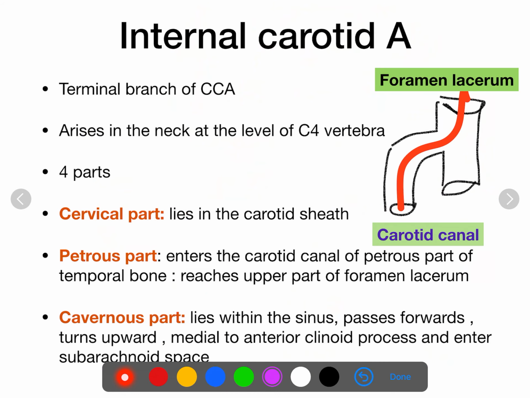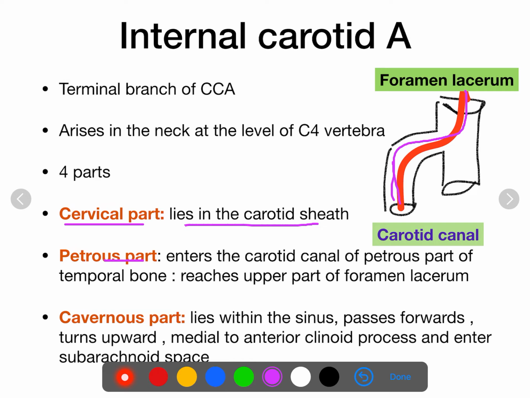So as I said, the internal carotid artery is one of the terminal branches of the common carotid artery. At the level of C4 vertebra it originates from the common carotid artery, which divides at that level. It has four parts: the cervical part lies in the carotid sheath. It ascends straight and then it enters into the carotid canal that forms the petrous part. This is the carotid canal, and then it enters into the upper part of the foramen lacerum. Through the foramen lacerum it enters into the middle cranial fossa.